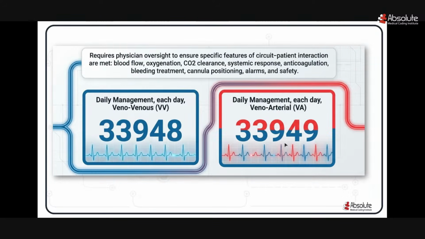One is 33948 and 33949. So 33948 is used for daily management of a VV ECMO device or ECMO settings. And 33949 is used for daily management of a VA ECMO. Again, these codes are classified based on the type of ECMO device used.